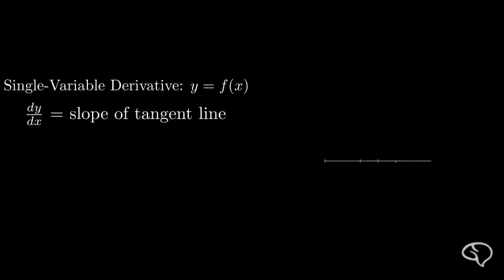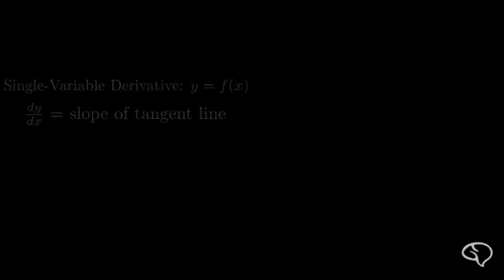You're already familiar with the derivative from single variable calculus. It tells us the rate of change of a function with respect to its single input variable. For a function y equals f of x, the derivative dy/dx gives us the slope of the tangent line at any point on the curve.